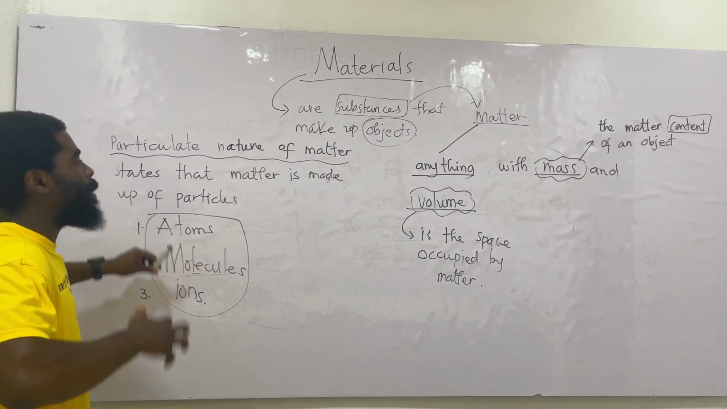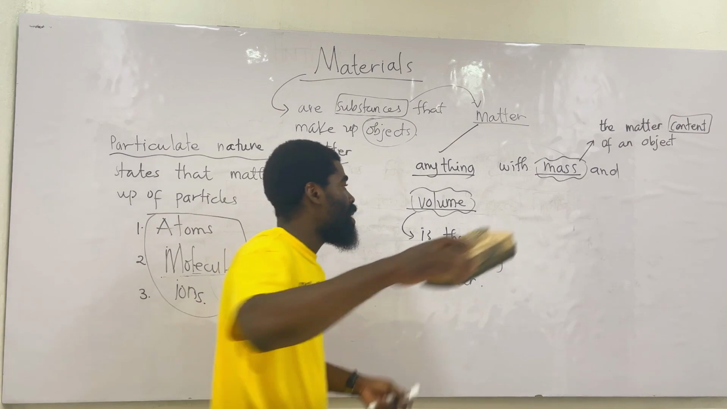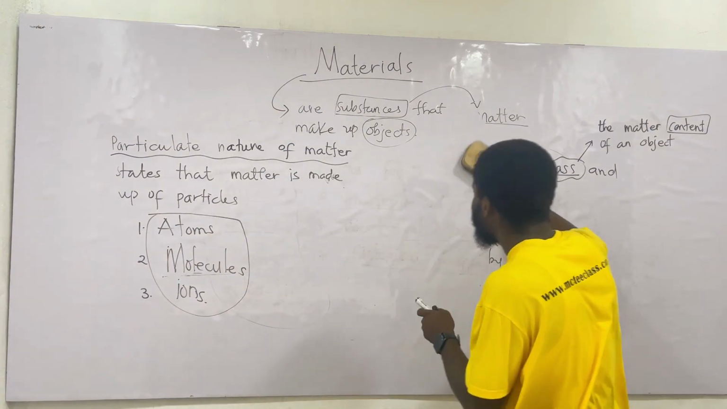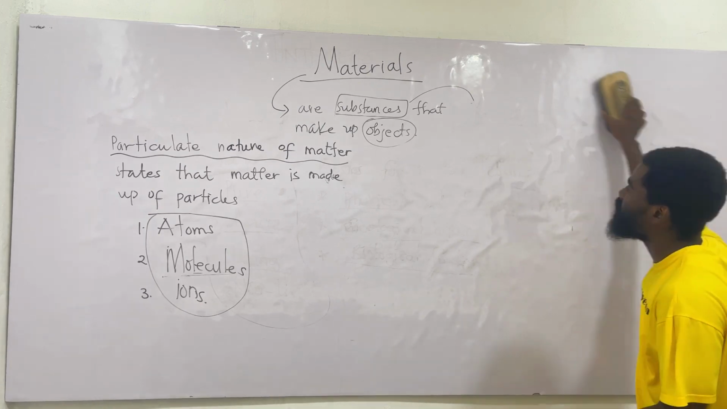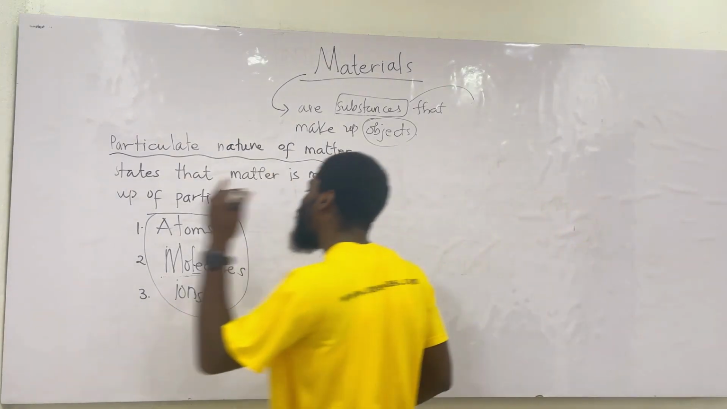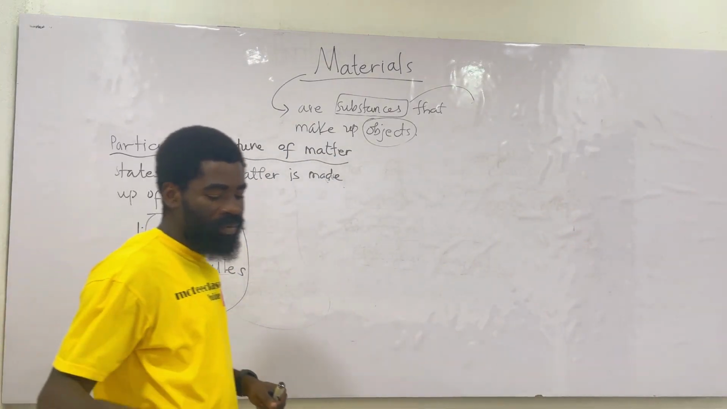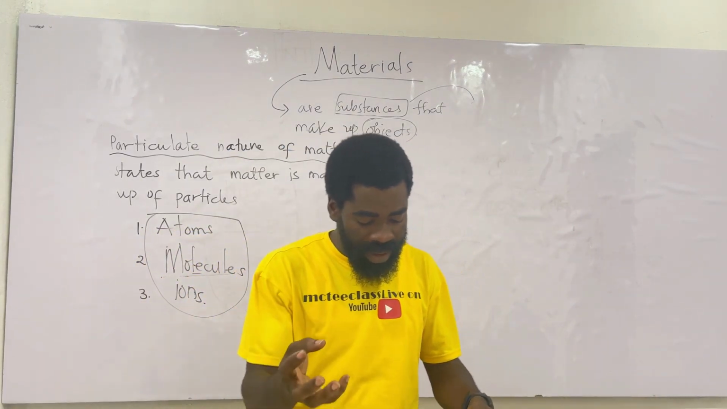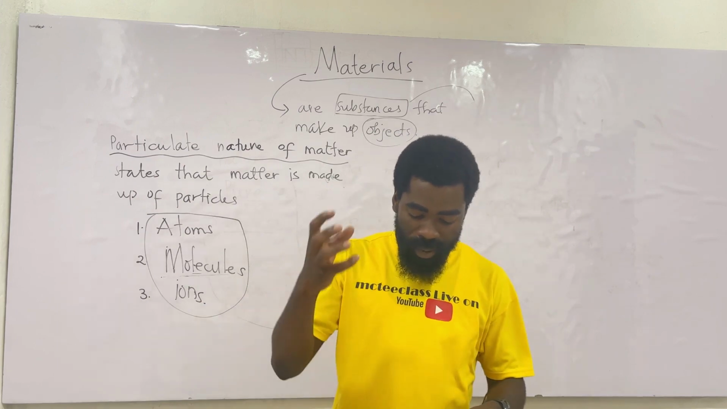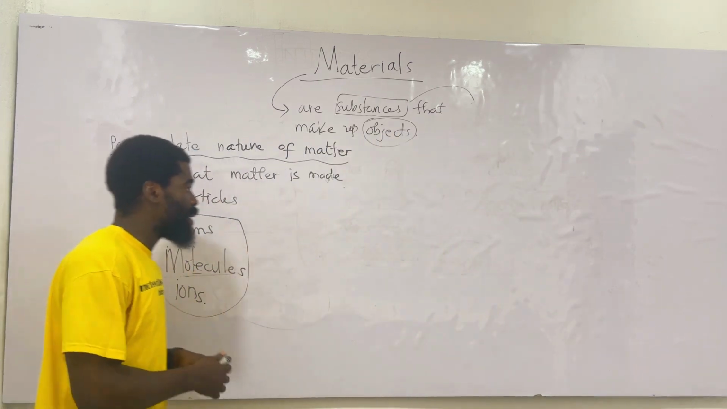If I ask you to state the particulate nature of matter, the particulate nature of matter states that matter is made up of what? Particles. What are the three particles that make up matter? We have atoms, we have molecules, and we have what? We have ions. Very simple. Now let's look at what an atom is, what a molecule is, and what an ion is. Let's look at these three.